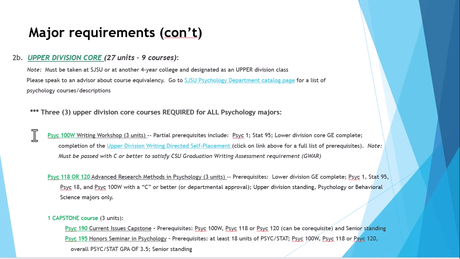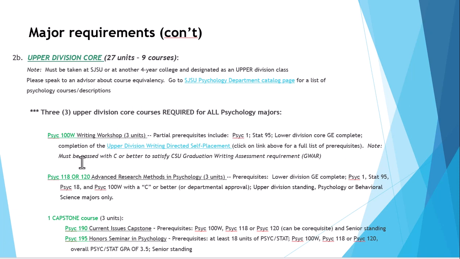Once you've completed all of your core GE requirements and you've taken the directed self-placement assessment, then you should be ready to enroll in Psych 100W. Okay? Now, Psych 100W, not only is it a psychology major requirement, but it is a university requirement. So you have to pass Psych 100W with a C grade or better.